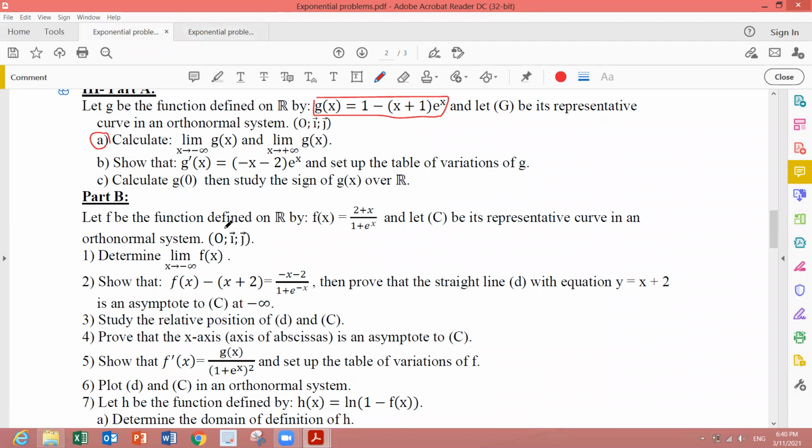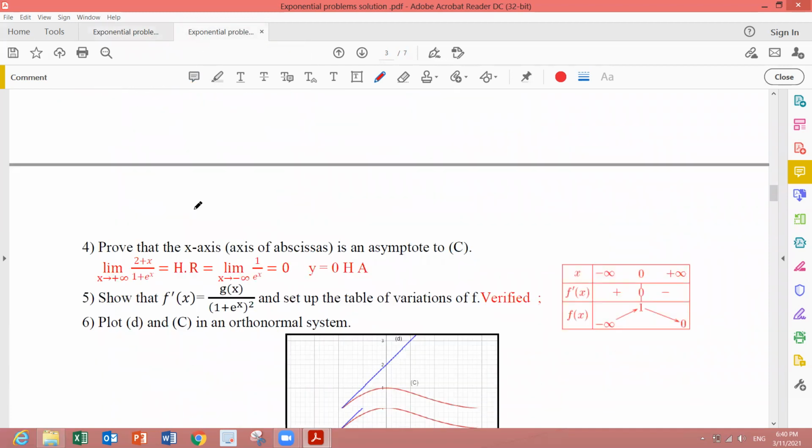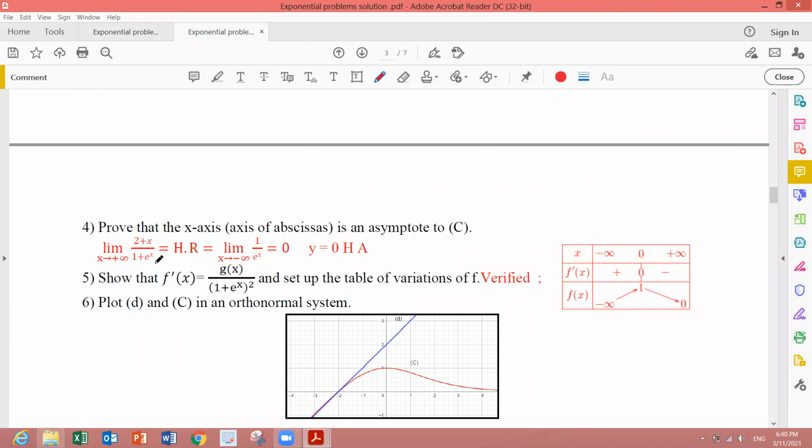So the limit as x tends to plus infinity, we get infinity over infinity. Applying L'Hopital's rule, the limit as x tends to plus infinity of 1 over e to the x, which is 1 over infinity, equals 0. Then y equals 0, the x-axis, is a horizontal asymptote.